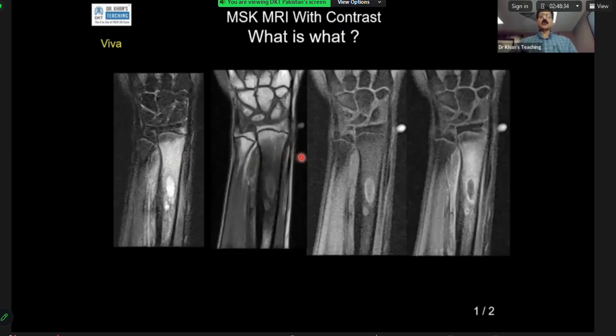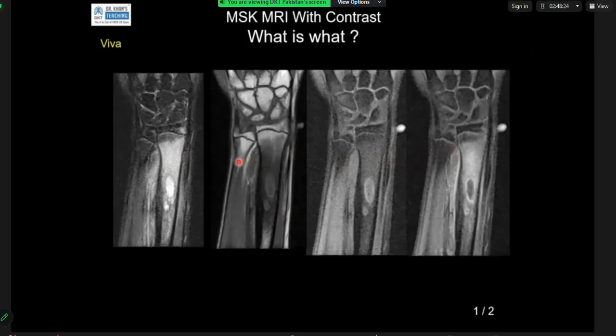On this case, I just wanted to concentrate on sequences. What is this and what is this? The last two are fluid-sensitive, fat-saturated sequences. So, STIR. This is a STIR? Can it be anything else? Could be a proton density.